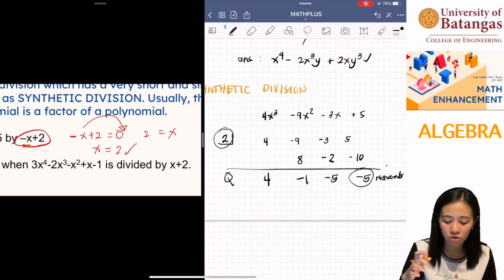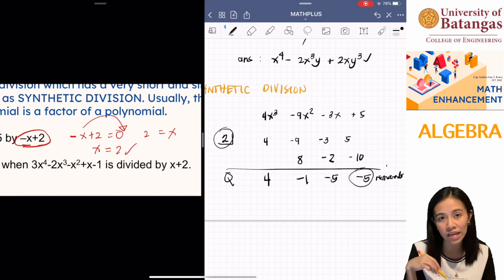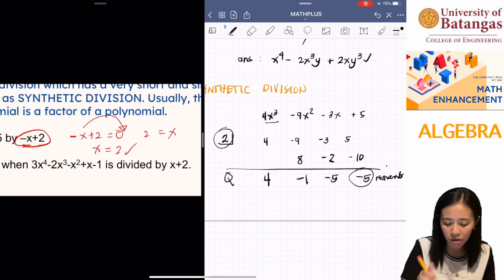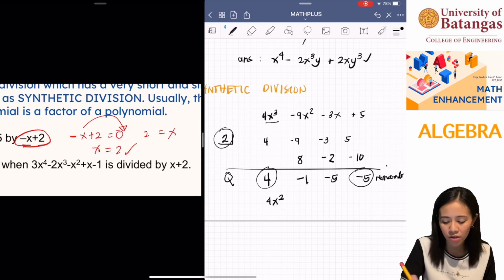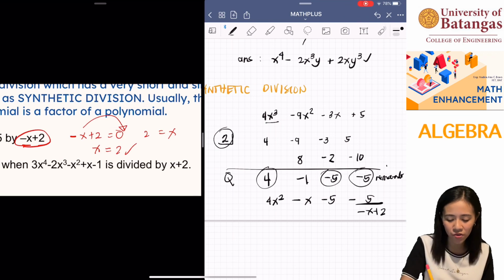Para masulat mo yung sagot, you will take 1 degree less than the highest degree in the original given. So, kung original given ay x cube, ibababa mo ng 1 degree yung sagot. Ibig sabihin, etong 4 na to, numerical coefficient siya ni x squared. So, -1, negative sunod kay x squared ay x. So, -1x or -x na lang. And then, constant na to, -5, and this will be your remainder. So, we can write that as -5 over the divisor, which is -x plus 2. Okay, ito rin yung sagot natin.